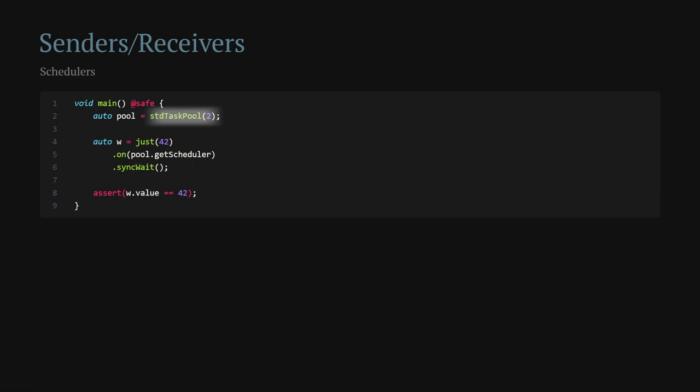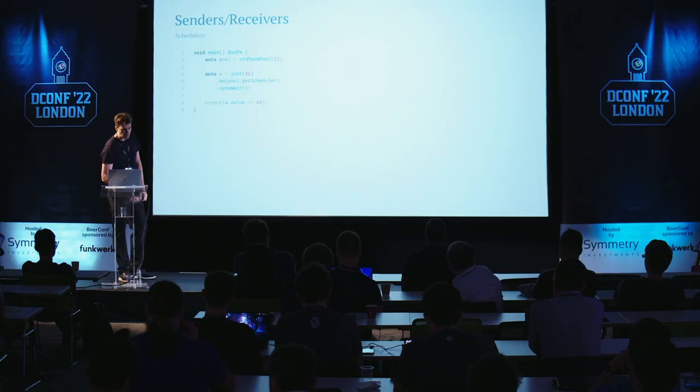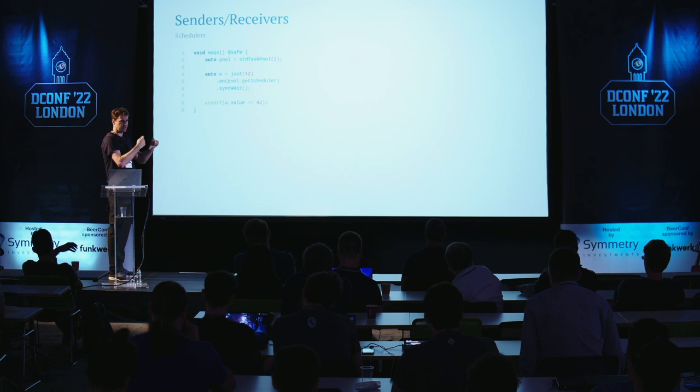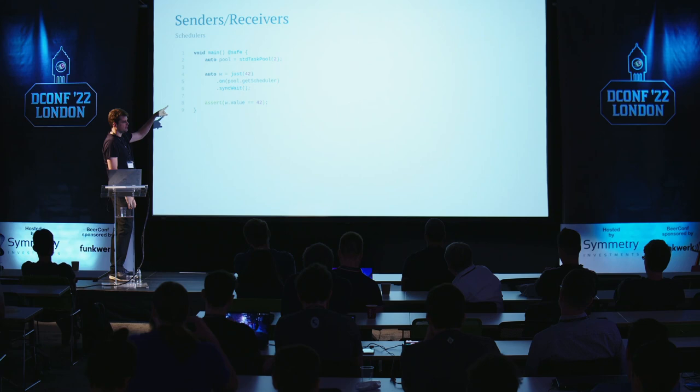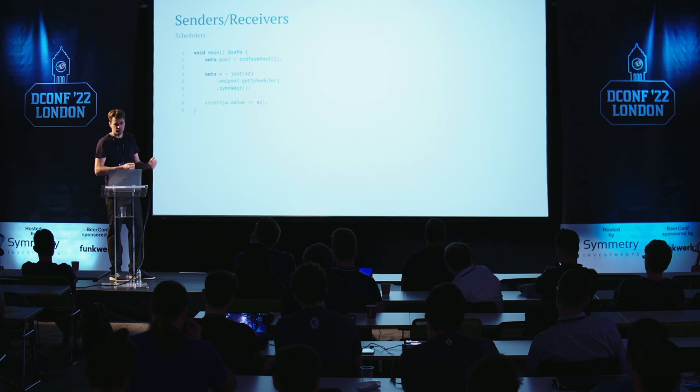the same thing. And one thing to note here is that the pool is scoped, right? So once it exits the scope, the thread pool is gonna clean up and kill all the threads. But it also means that once you schedule a sender on a thread pool, it's connected to the scope. So you cannot escape it anymore. You cannot return it, you cannot do it somewhere else, right? Thanks to DIP1000, that's great.